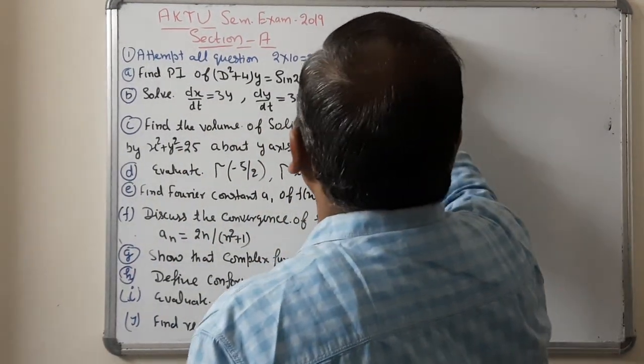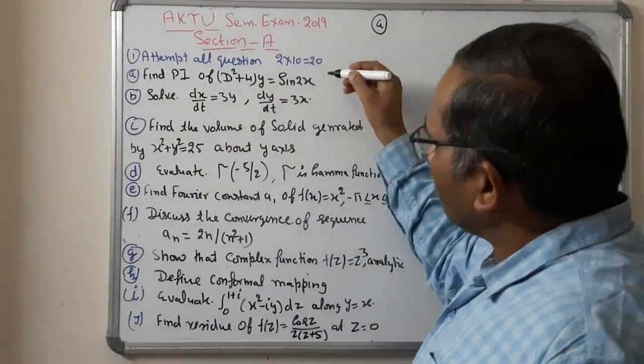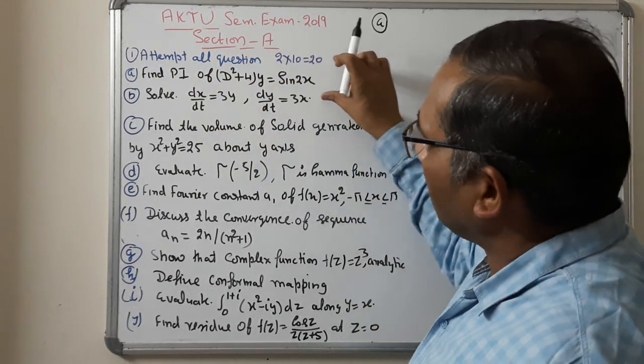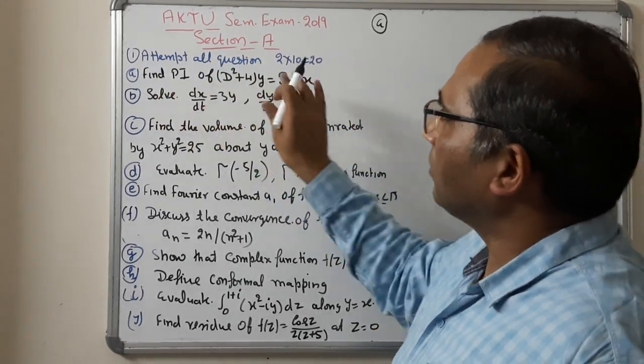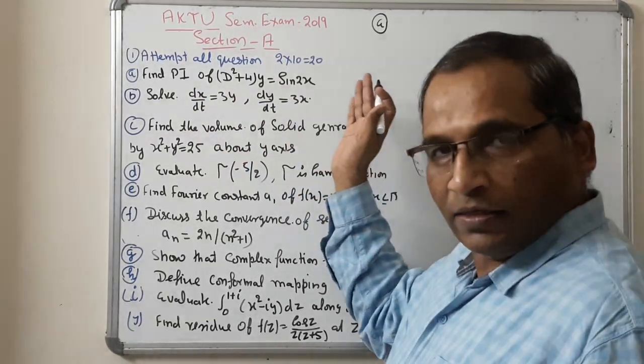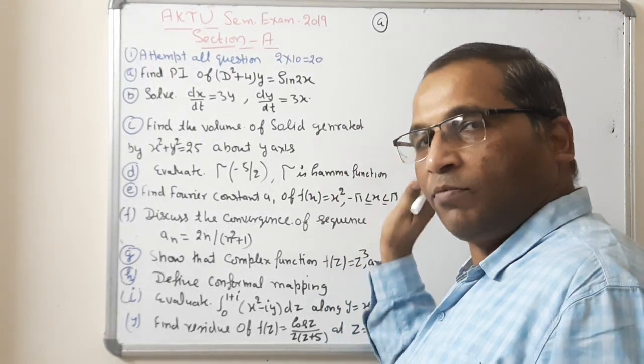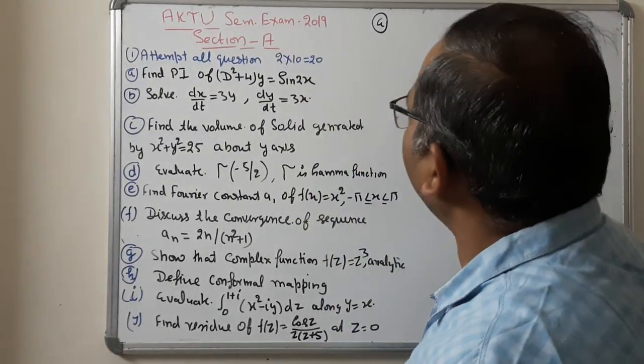In part A, the question asks to find the PI of this one. You should read this carefully. If we say find CF, then you have to find out the CF. If we say find PI, then you have to find out PI. If it says solve, then you should find out CF and PI both. In this question, find out the PI.